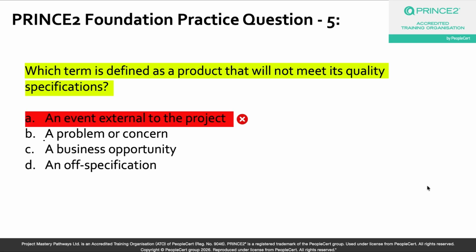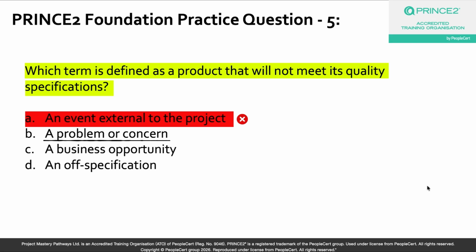Let's look at option B, a problem or concern. Now this one sits with the issues practice for sure, and if you have read the issues practice in your PRINCE2 manual, you might feel that this might be the correct answer choice, but here is the distinction. A problem in PRINCE2 is an issue with an immediate and negative impact on the project. However, a concern is an issue whose timelines and impacts still need to be assessed. Very, very important distinction. Okay. Neither of these specifically describes a product failing to meet its quality specifications.